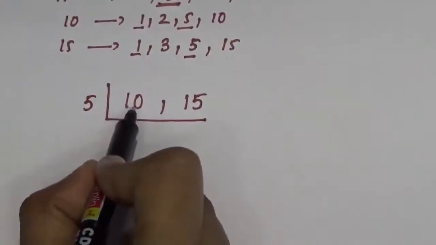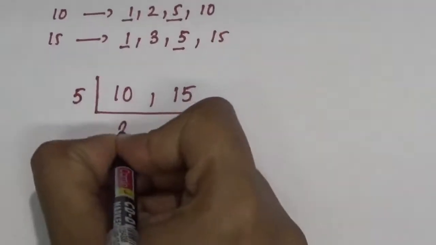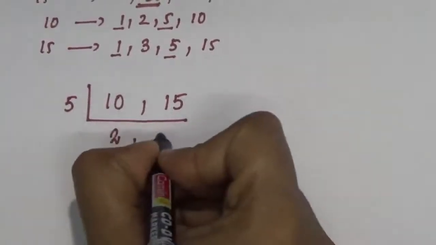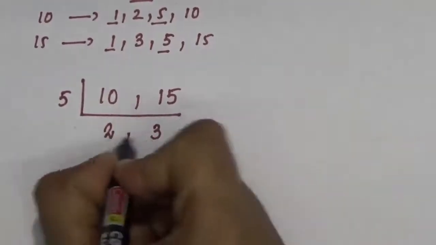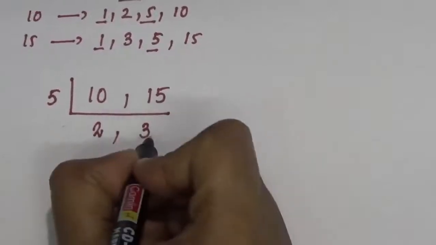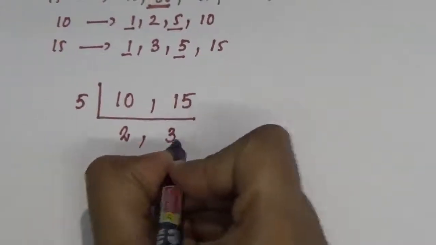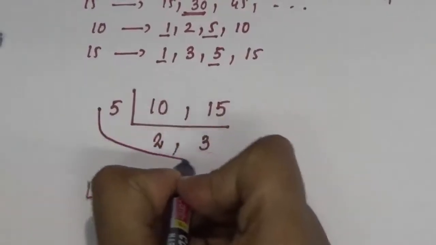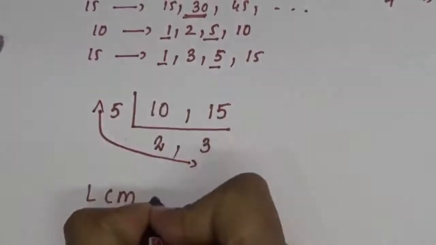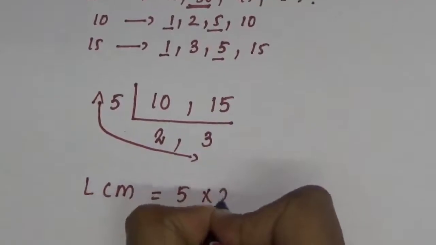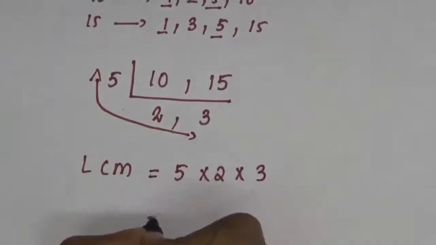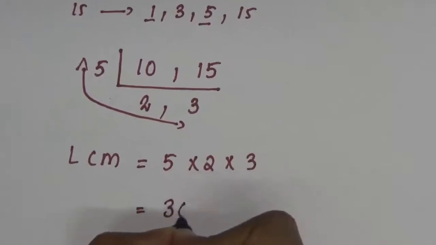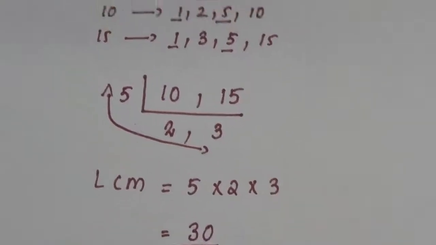Divide the first number 10 by 5, you will get 2. Divide the second number 15 by 5, you will get 3. Now 2 and 3 are prime to each other, so you can stop here. So LCM is equal to the product of these numbers. 5 into 2 into 3. 5 into 2 is 10, 10 into 3 is 30. So you will get the LCM as 30.